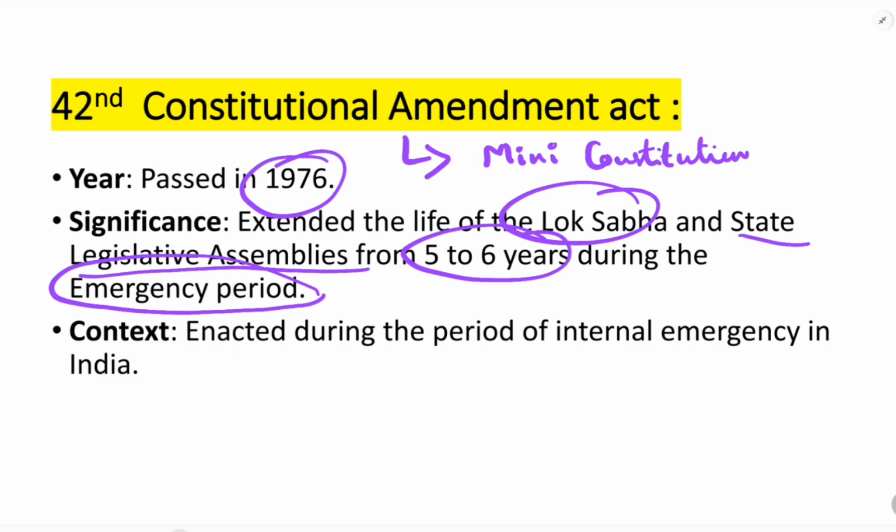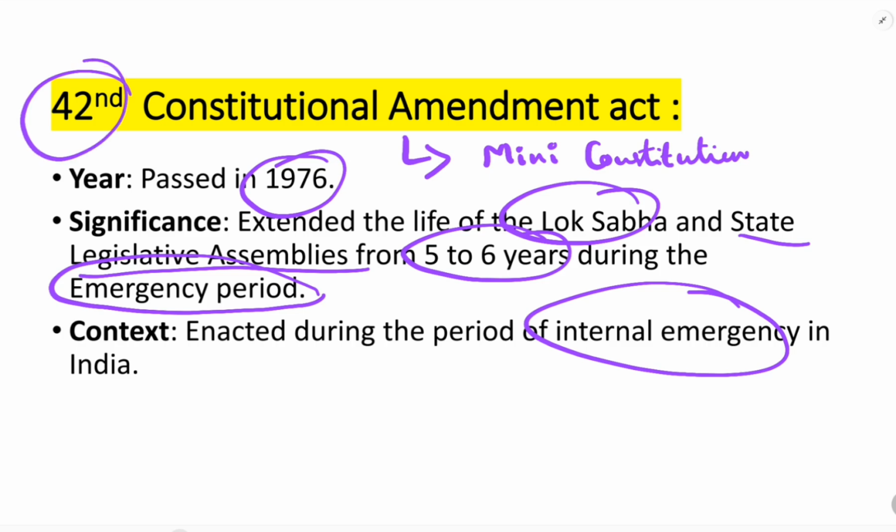This amendment was enacted during the period of the internal emergency. Many things have been added to the Constitution through this 42nd Constitutional Amendment Act, and also some of the provisions have been curtailed from the Constitution. So that's why it has been called the mini Constitution. We'll see some important provisions which were added by this amendment.